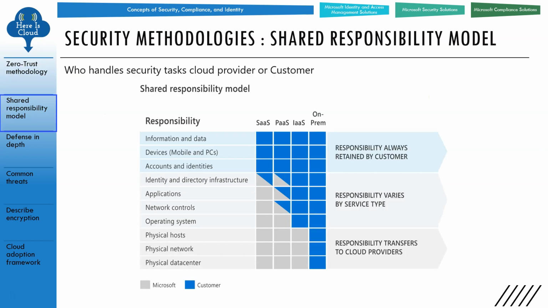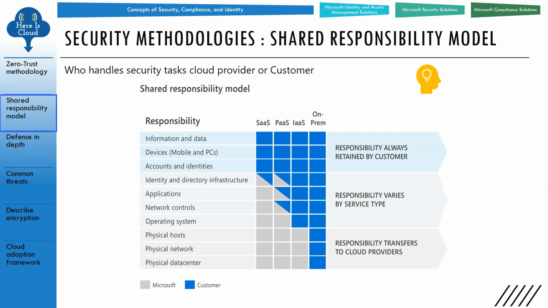Moving on. The second topic is the shared responsibility model. This is also a very important topic for the exam. Here it maps out who handles security tasks, whether it is the cloud provider or the customer. So this diagram is very important. It talks about who has the responsibility at different levels, whether it is Microsoft or the customer.